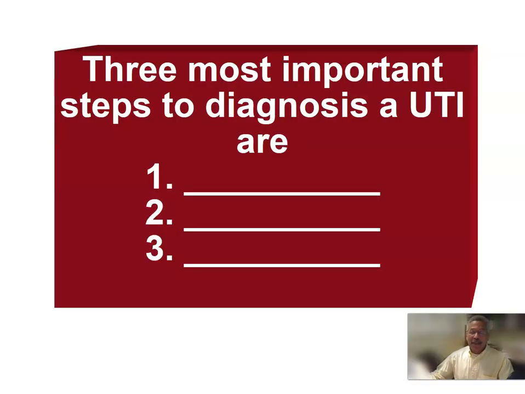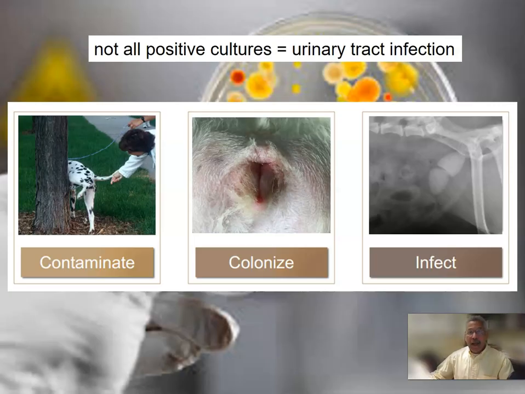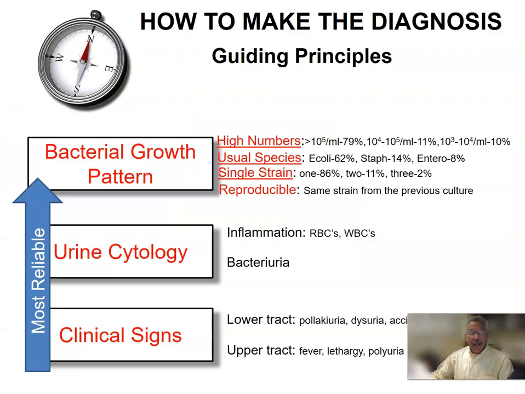The three most important steps to diagnose a urinary tract infection are culture, culture, culture. But not all positive cultures equal urinary tract infection. Contamination and colonization is associated with more than one species in low numbers of organisms. So how do you know when you have a true infection? Well, true infections usually have high numbers of bacteria.